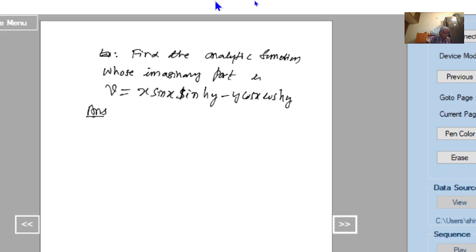The method is same. First we find the derivatives. ∂v/∂x is equal to, see, sin hy is a constant quantity, I will keep the sin hy as it is, into. We have to use the product rule here. First function is x into sin x, derivative is cos x, plus second function is sin x into derivative of x, which is 1, minus here y into cos hy is a constant quantity, minus y into cos hy constant quantity, cos x derivative is minus sin x.